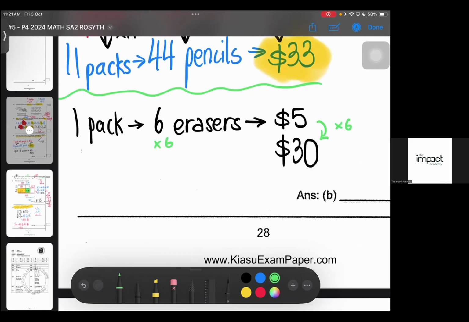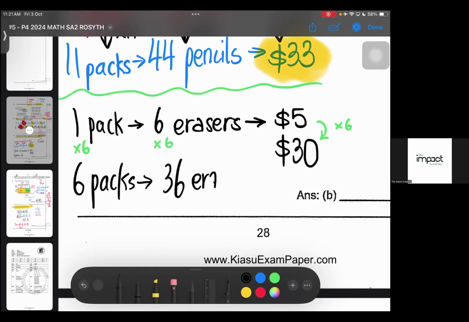Agree or disagree? We times 6 over here. In this situation, what will you get? You will get 6 packs. 36 erasers. And as you can see over here, $30.